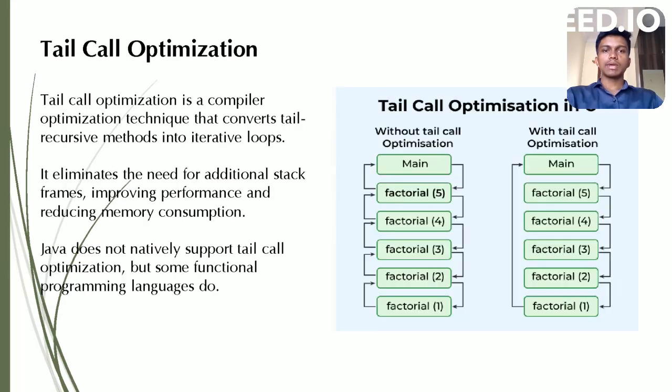Tail call optimization. Tail call optimization is a compiler optimization technique that converts tail recursive methods into iterative loops. It eliminates the need for additional stack frames, improving performance and reducing memory consumption. Java does not natively support tail call optimization, but some functional programming languages do.